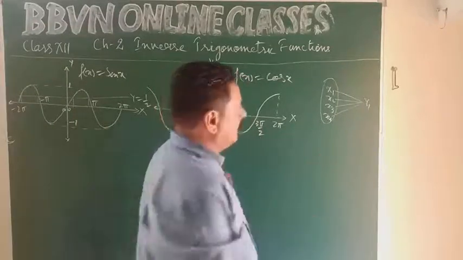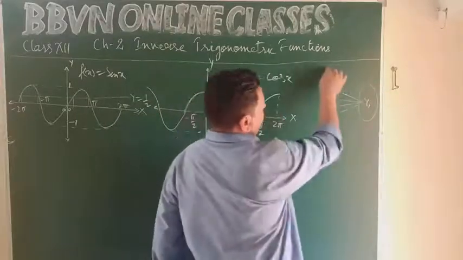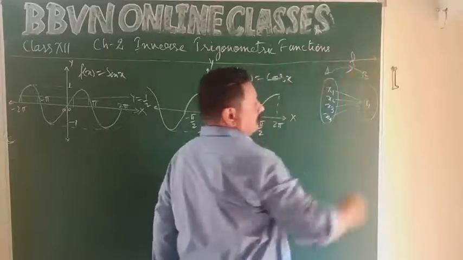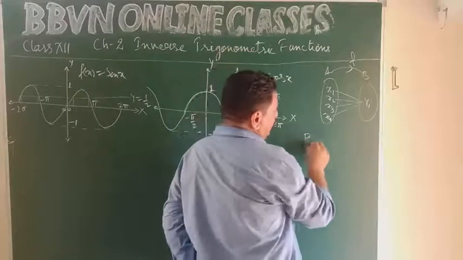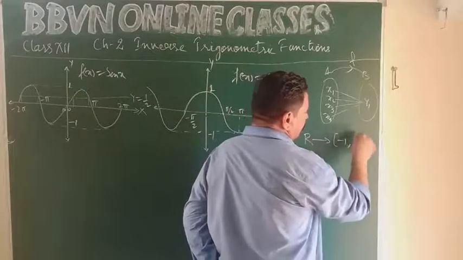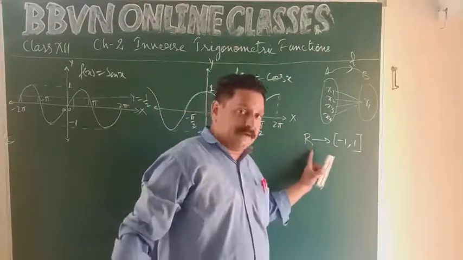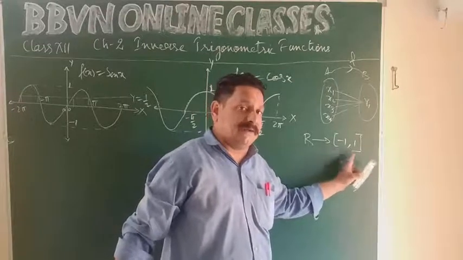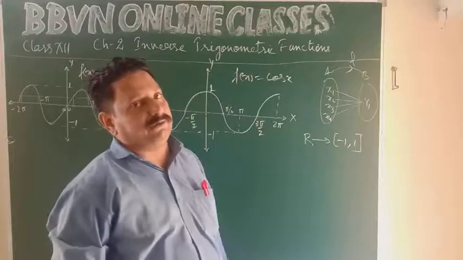Right? Understood? Now suppose this is a function but not a 1-1 function, from set A to set B, a function f. So what is the trigonometric function f of x equal to sin x? The mapping is done from R to minus 1 to plus 1. The domain is the set of real numbers and the range is the real numbers from minus 1 to plus 1. So obviously it is going to be a many to one function.